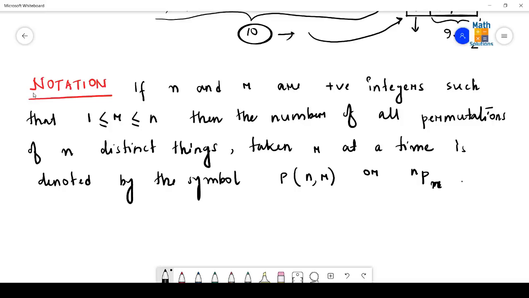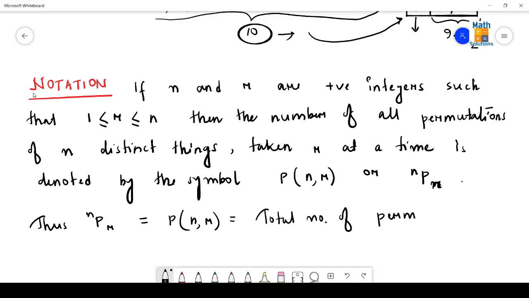So just below this I am going to write, thus nPr is equal to the total number of permutations of n distinct things taken r at a time.